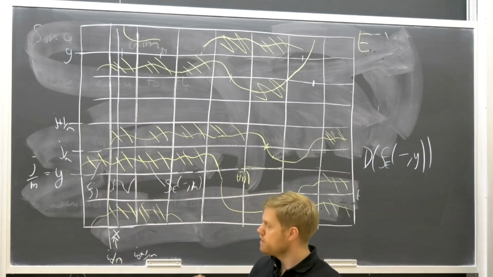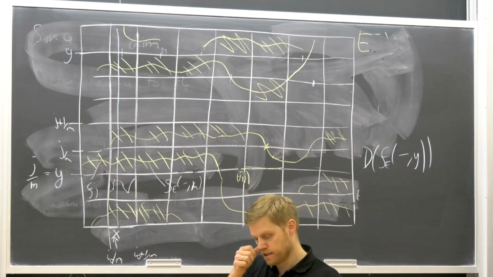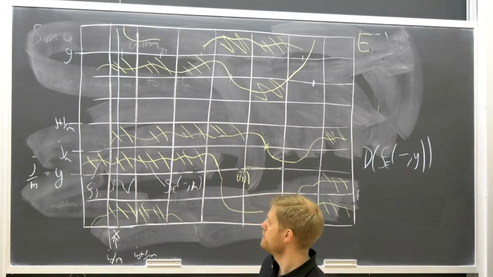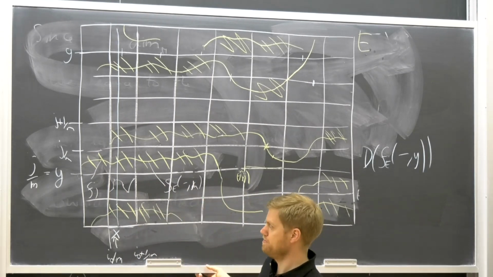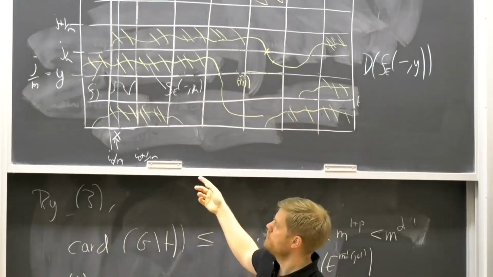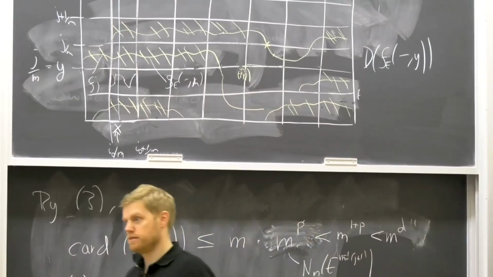And this makes sure that individual fibers cannot make the dimension of the two-dimensional set large. All right.